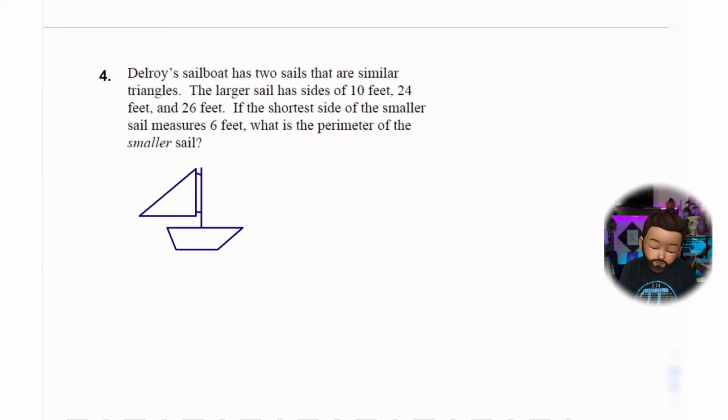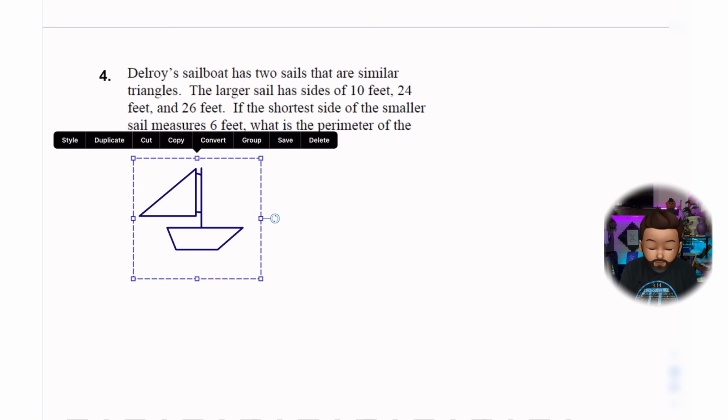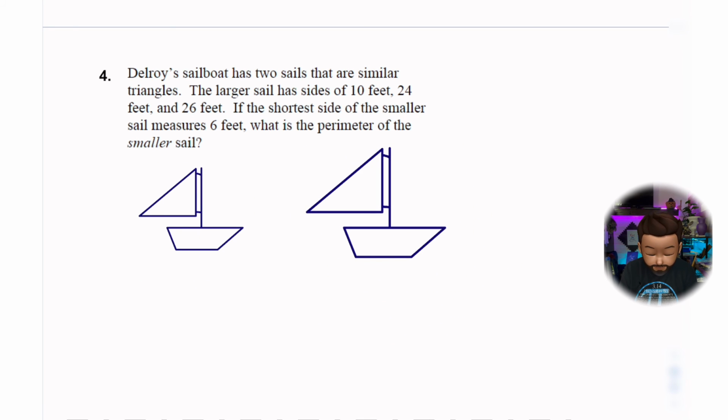Here's one that just really needs us to make a diagram. So we have two sailboats. Similar triangles are the sail part of the boats. They give us some dimensions to fill in here. Larger sail, 10 by 24 by 26. Smaller one has a smallest side of 6, that's all they tell us. And they want to know what the perimeter of the smaller sail is.